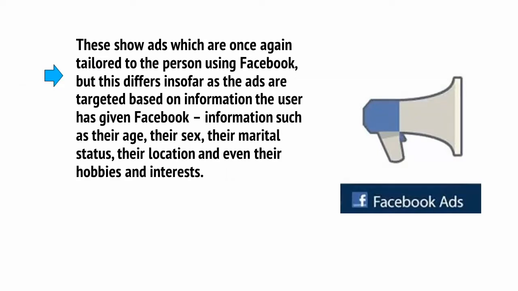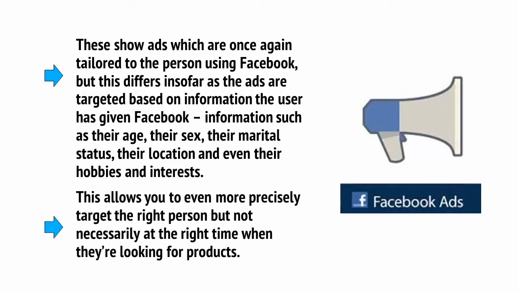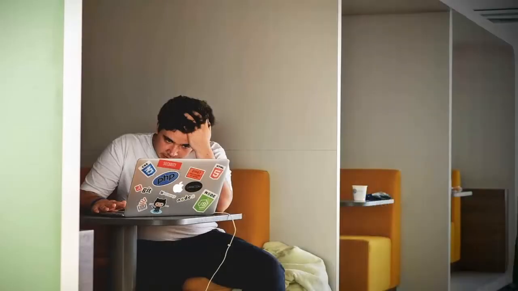But this differs insofar as the ads are targeted based on information the user has given Facebook. Information such as their age, their sex, their marital status, their location, and even their hobbies and interests. This allows you to even more precisely target the right person, but not necessarily at the right time when they're looking for products. When someone is browsing Facebook to catch up with their friends, they're more likely to be just frustrated to see your adverts popping up.